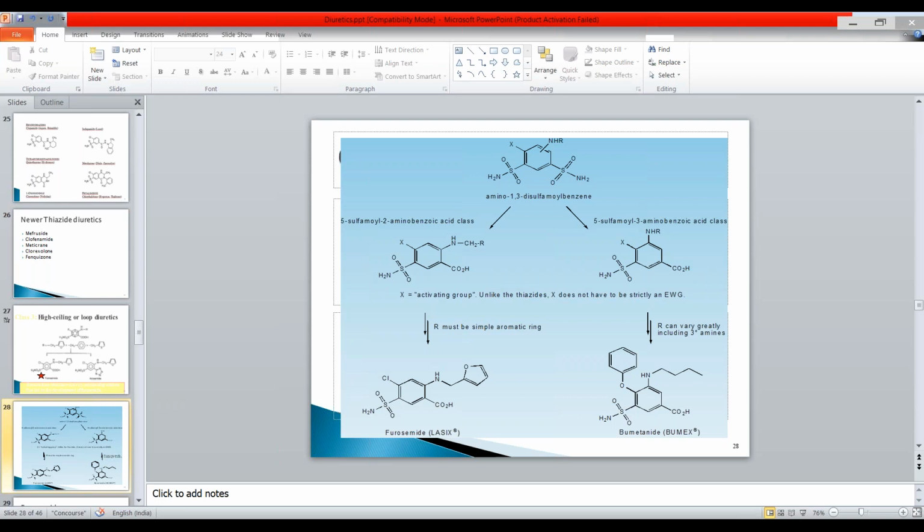Okay, you can take down the structure of 5-sulfamoyl 2-aminobenzoic acid and 5-sulfamoyl 3-aminobenzoic acid. Only take down these two structures. 5-sulfamoyl 2-aminobenzoic acid class, 5-sulfamoyl 3-aminobenzoic acid class. Take down both the structures.